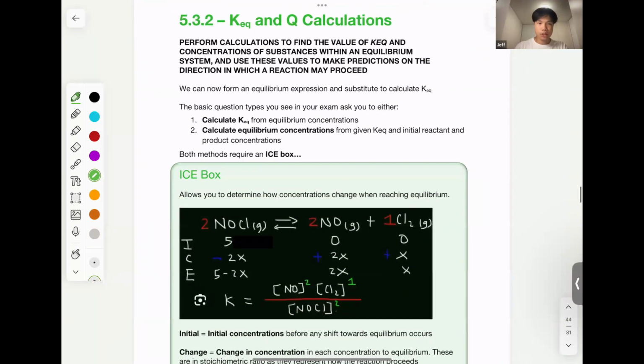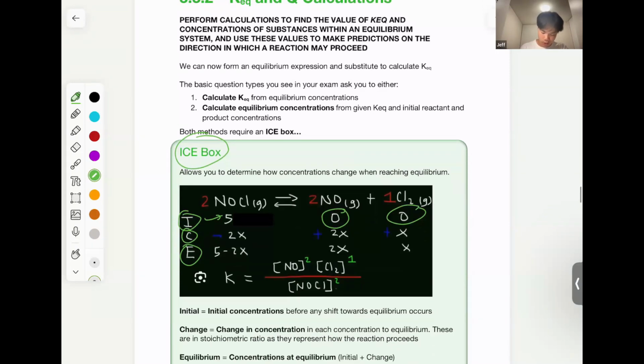Then you introduce Q and perform calculations to do with K and Q. To do these, an icebox is required. An icebox starts with an initial, change, and then an equilibrium concentration as the three parts you go through. Your initial concentrations are what's given in the question stem. They'll tell you how many moles or what volume you have. They may even tell you the exact concentration. And if something is not mentioned in the question, its concentration starts as 0. The change is how much the concentrations change by before reaching equilibrium, and the equilibrium concentrations are at the end.